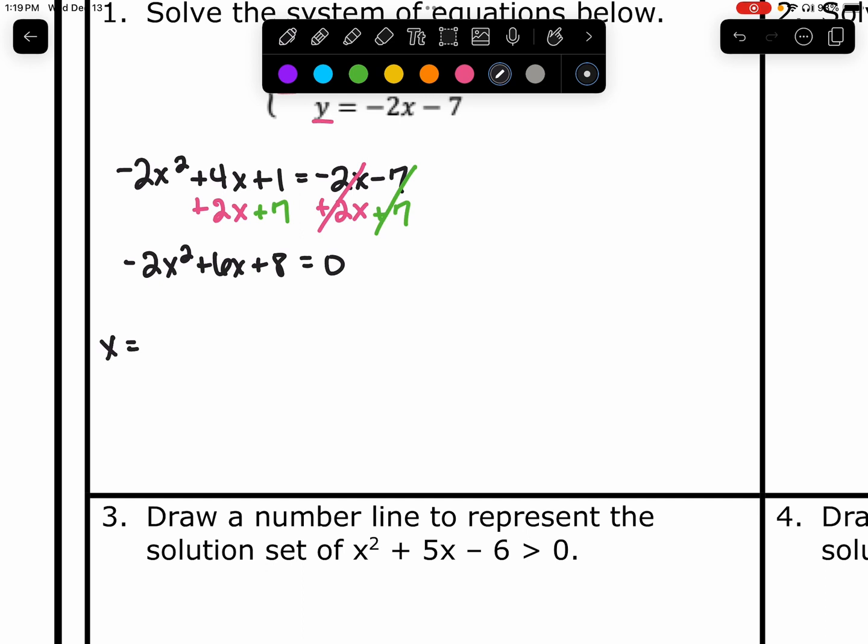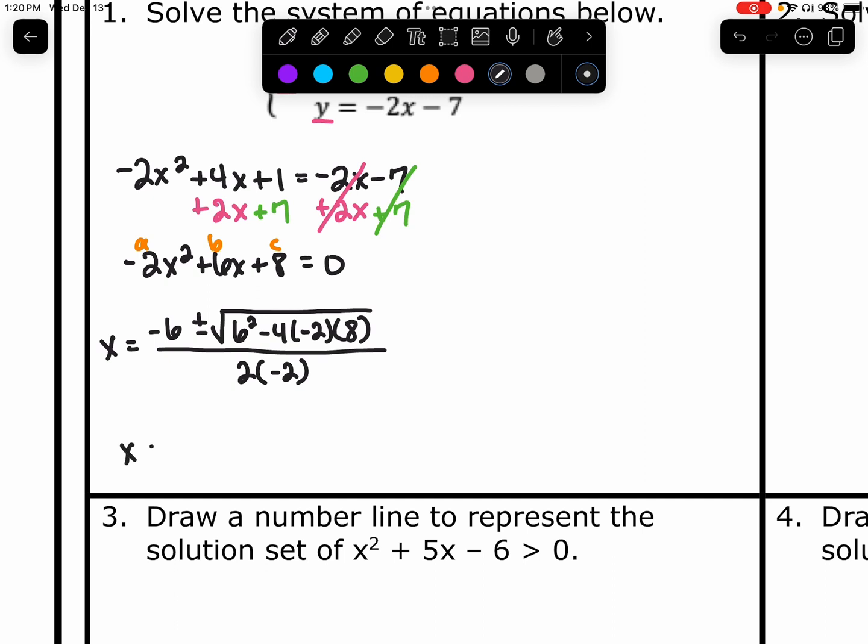So x equals, and don't forget, if we're going to use the quadratic formula, this will be a, this will be b, this will be c. So that'll be negative b plus or minus the square root of b squared minus 4 times a times c all over 2 times a. And once you solve that, you have to do it 2 separate times, once for plus, once for minus. Once you do that, you should get x equals 4 and x equals negative 1.